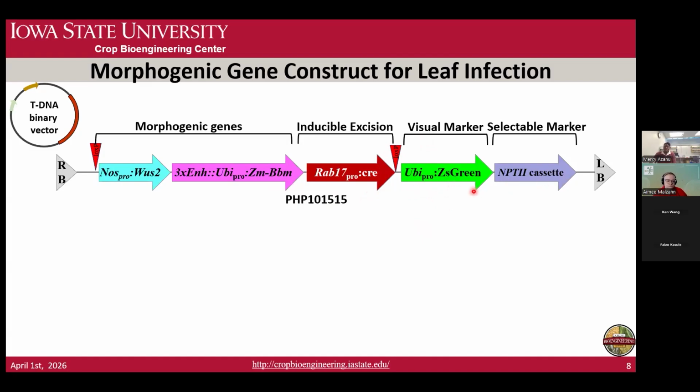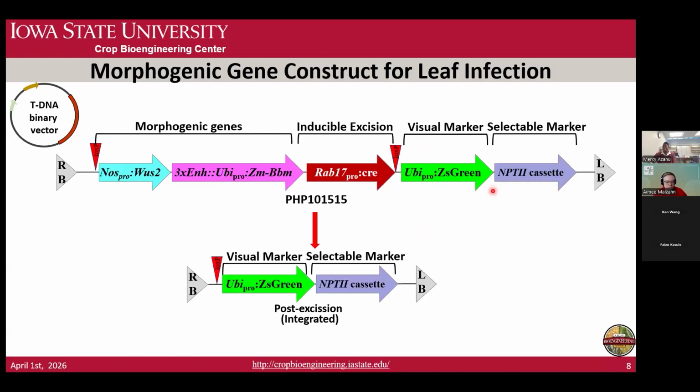So once somatic embryogenesis has been induced, you just put the explants on media, which in this case contains ABA, because the RAB17 promoter induces the Cre, under ABA conditions, to excise out the morphogenic genes between the 2 LoxP sites. And then in your transgenic plant you have ZS Green and the NPTII selectable marker present.